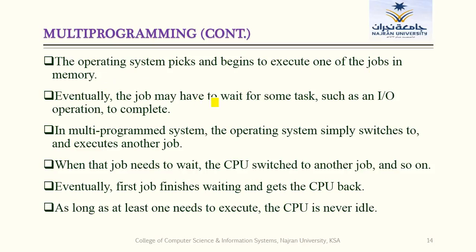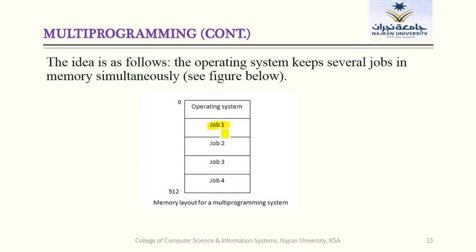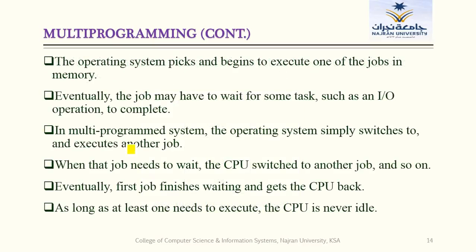But the job may have to wait for some task, such as an IO operation, to complete. Maybe the total time it needs to execute is 5 seconds, but after 1 second it needs some IO operation. So what will happen? In a multi-programming system, the operating system simply switches to another job and executes it. It will go back to another, like here job 1 is waiting for some IO device. The processor will not stop here. It will jump to another, maybe job 2 or job 3 or job 4, and start execution. When a job needs to wait, the CPU switches to another job and so on.